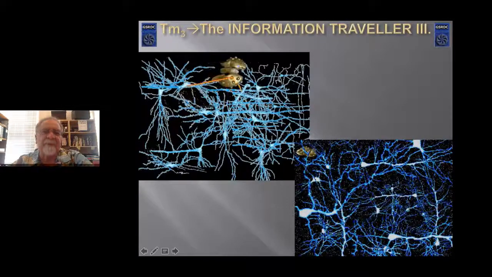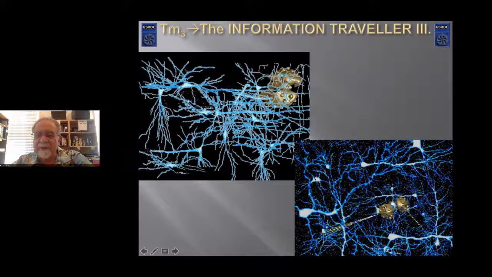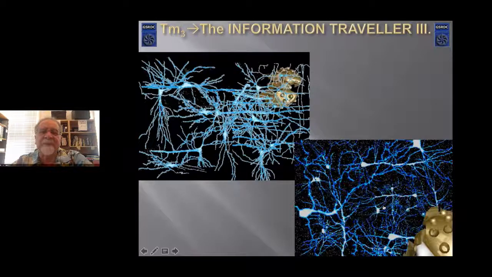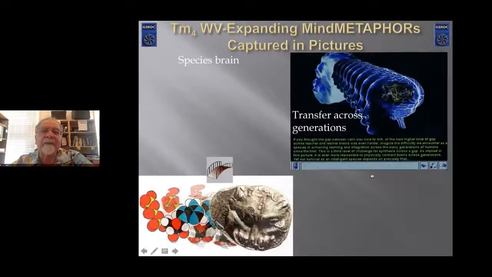And so the species brain we talked about as a metaphor, where you could go through and these laser beams were sampling the species brain, which of course doesn't exist, but it was a good idea. Then we used metaphors to capture in pictures, like the species brain we just showed. But what about the transfer across generations?